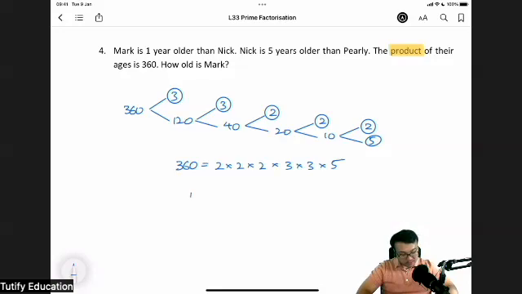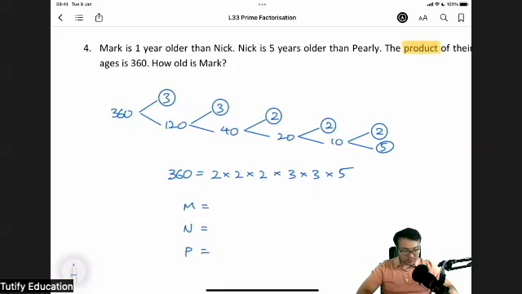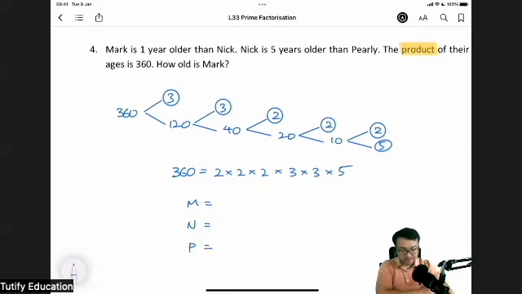I need to find the ages of Mark, Nick, and Pearly. Am I right, Kate? So why don't you just combine two numbers and tell me what Mark's age is? Just choose any two random numbers. Mark's age could be 2 and 5 makes 10. Okay, let's just try 2 and 5. And what do you think? Oh, no, it's okay. Just continue. Let's just try the experiment.